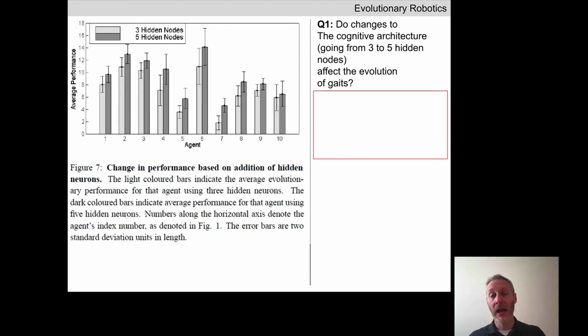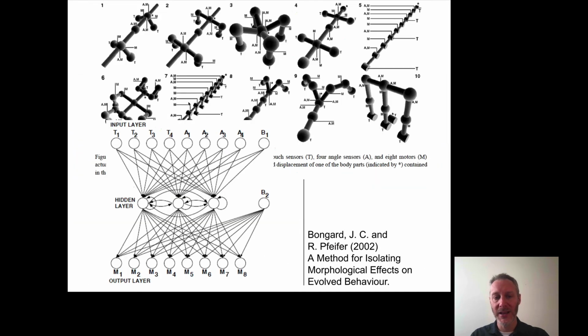Okay, I'm sorry, this is the last thing I wanted to talk about. As I just showed you, all of these robots had exactly the same brain. They had three hidden neurons between the sensor neurons and the motor neurons.